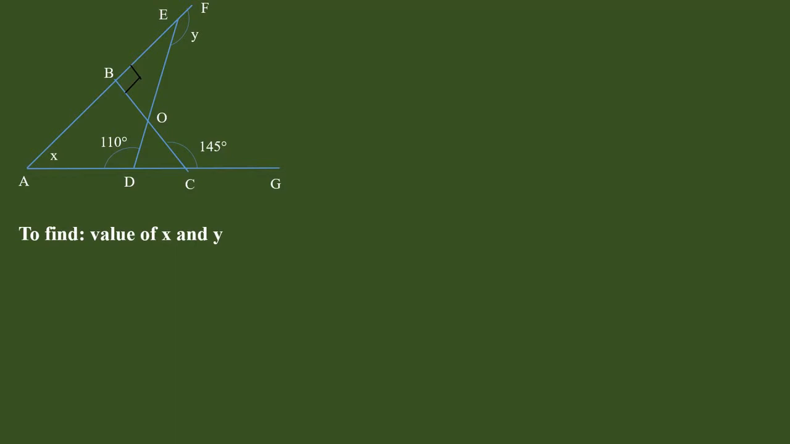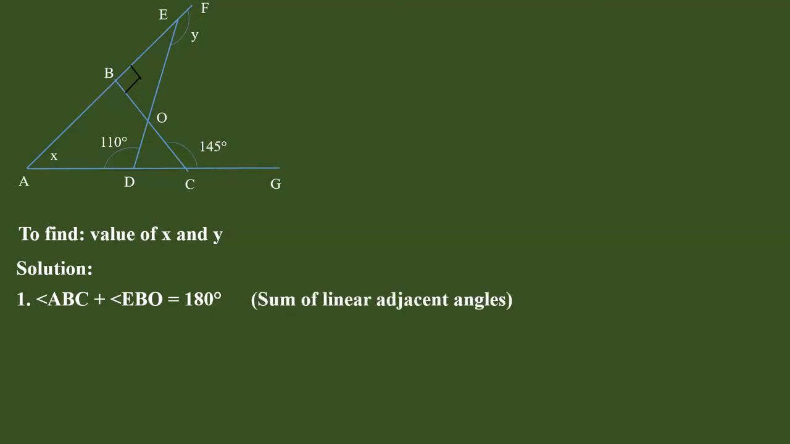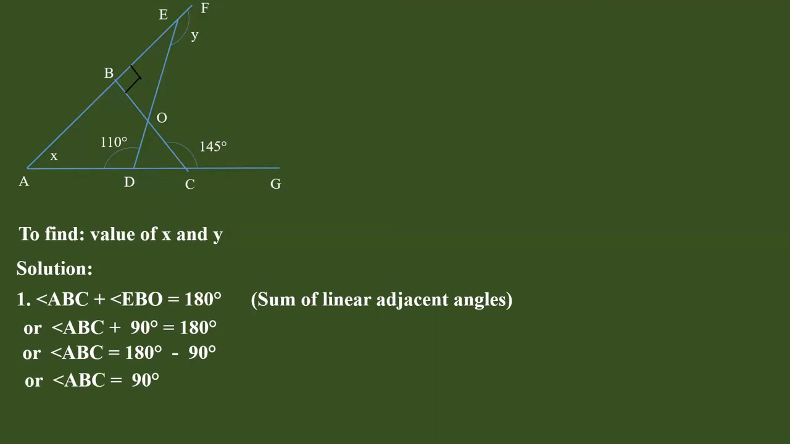Okay, B means ABC, right? How can we find the ABC? Because it's already given angle EBO is 90 degrees, so we can easily find the value of ABC. So let's find the value of the ABC at first. Here, angle ABC plus angle EBO, look closely in the figure, that is equal to 180 degrees. So what is the reason? It is a sum of linear adjacent angles. Now, from here, we can just keep the value of the EBO as 90 degrees, and then we can find the value of ABC here, okay? So ABC is 180 degrees minus 90 degrees, angle ABC is 90 degrees.